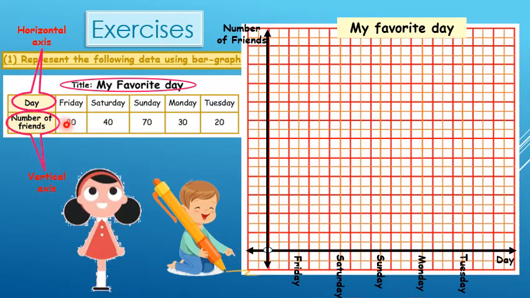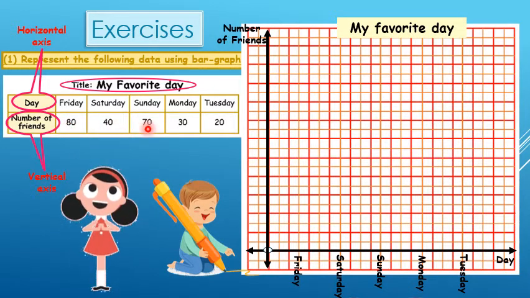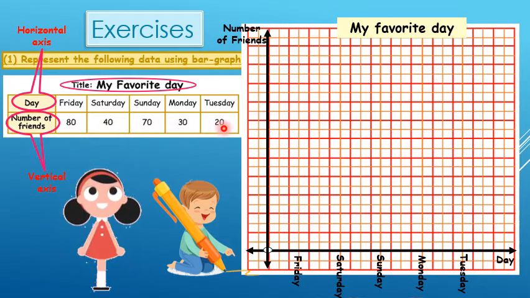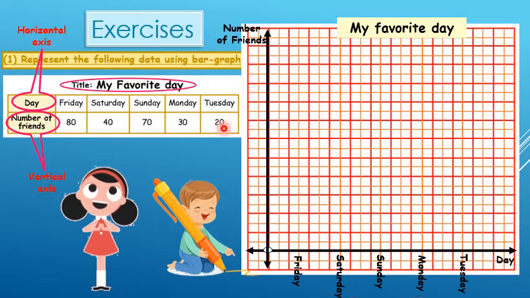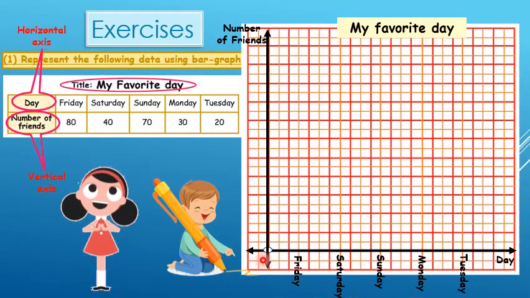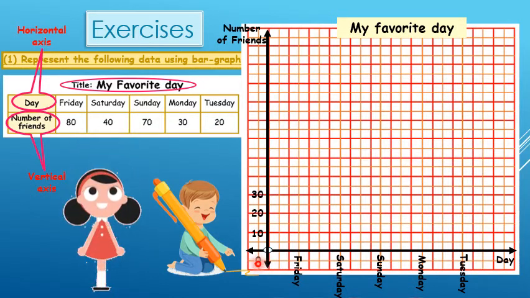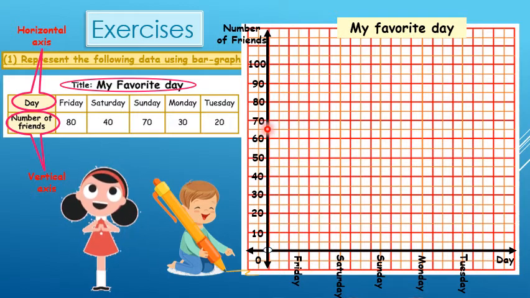We have here a scale of what? We have 80, 40, 70, 30, and 20. The scale is a scale of what? Good job, a scale of 10. We're moving by 10. Then on this axis, beginning from 0, put a scale of 10: 10, 20, 30, 40, 50, 60, 70, 80, 90, and 100.